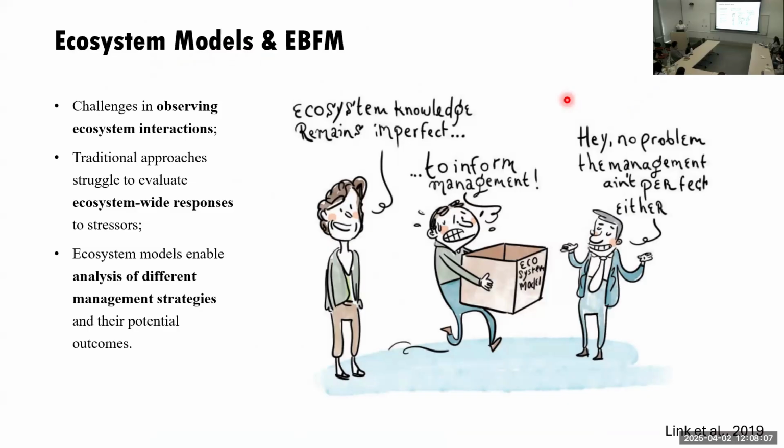Ecosystem models serve as critical tools for achieving ecosystem-based fishery management because sometimes it's very hard to observe certain ecosystem interactions by just collecting data. And the traditional approach struggles in evaluating ecosystem-wide responses to stressors. Ecosystem models can not only address these two challenges, but are also capable of simulating different management scenarios, which is essential for fishery management.